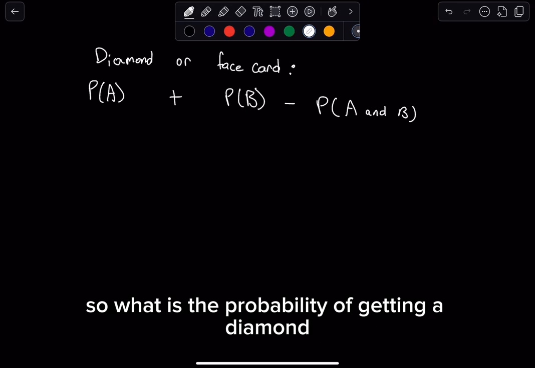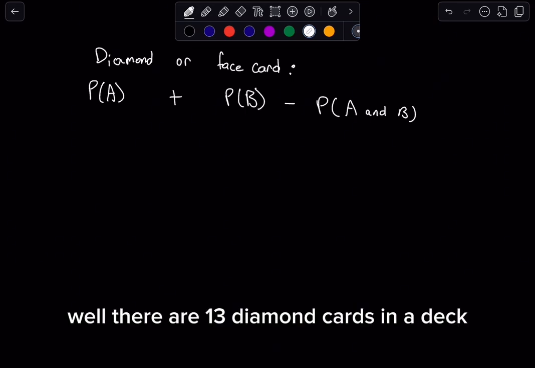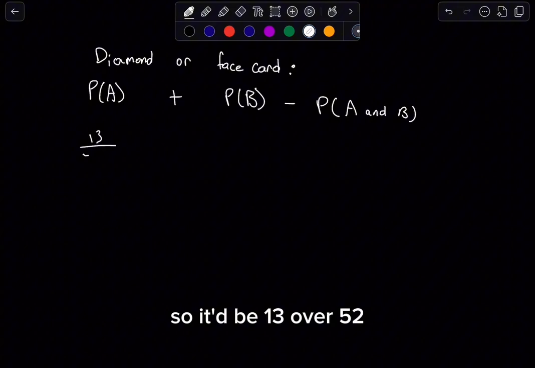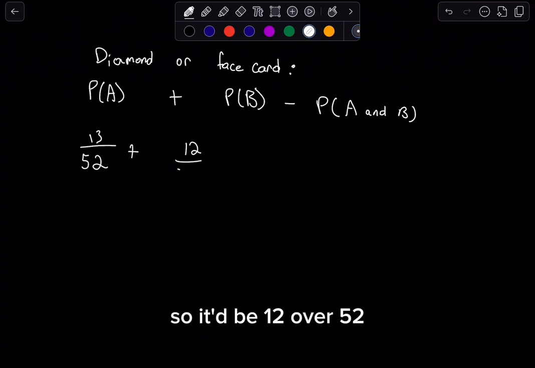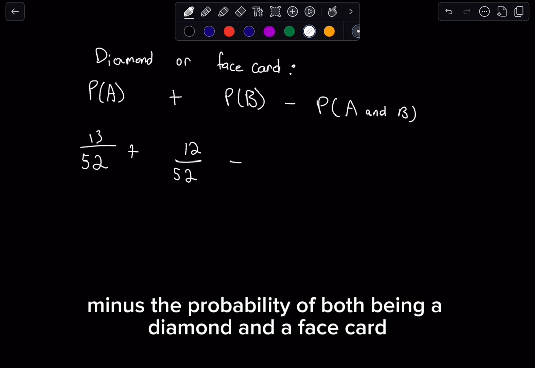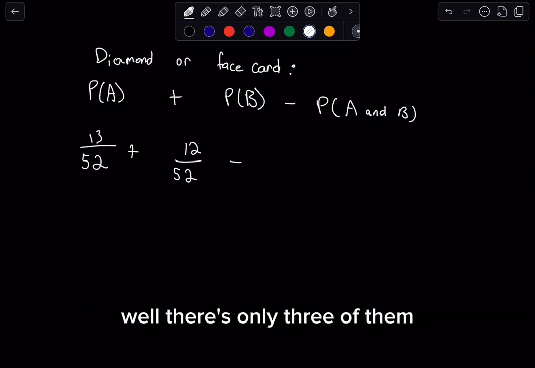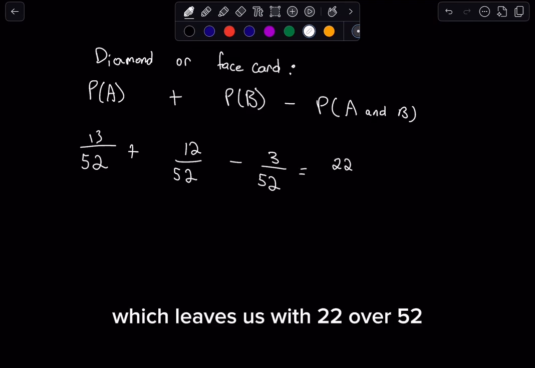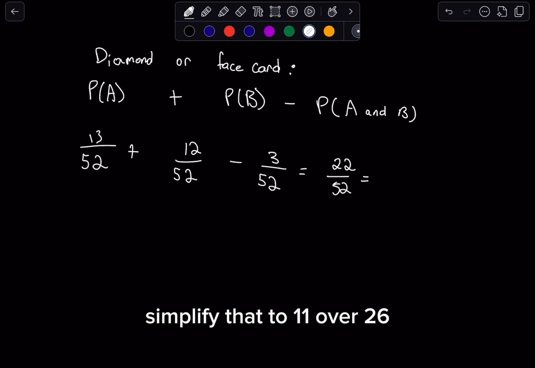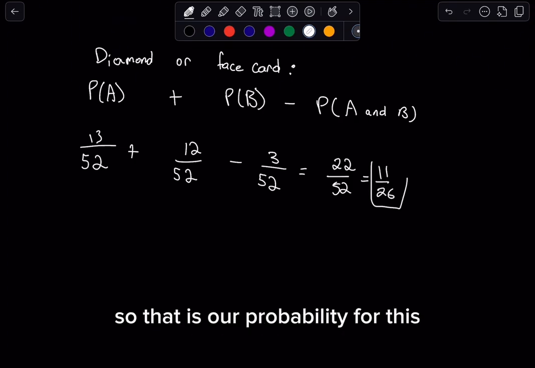So what is the probability of getting a diamond? Well, there are 13 diamond cards in a deck, so it'd be 13 over 52. Probability of getting a face card, there's only 12 of them, so it'd be 12 over 52, minus the probability of both being a diamond and a face card. Well, there's only 3 of them, so 3 over 52, which leaves us with 22 over 52. Simplify that to 11 over 26. So that is our probability for this.